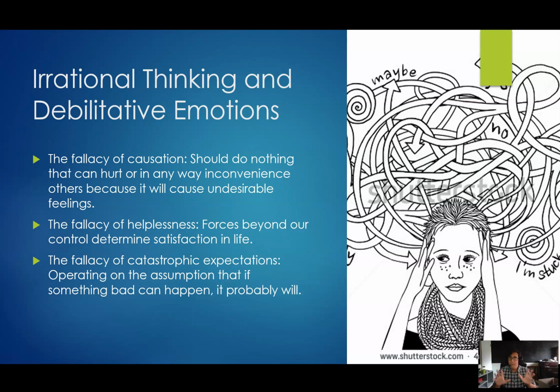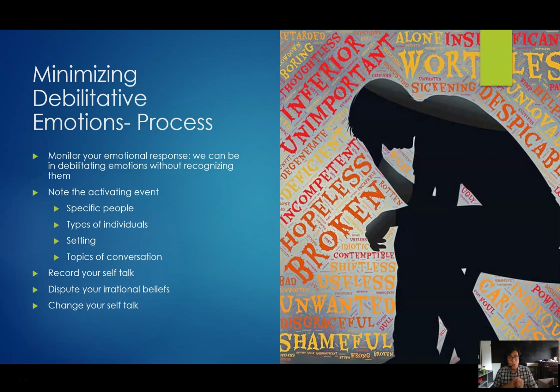So there are so many of these irrational thoughts that create these debilitative emotions, but there are further ways. By understanding that those are fallacies, we will be able to minimize some debilitating emotions, but there are other ways to remove these debilitative emotions. First, we should monitor our emotional response. We can be in debilitative emotions without recognizing them, so we should strive to recognize them.